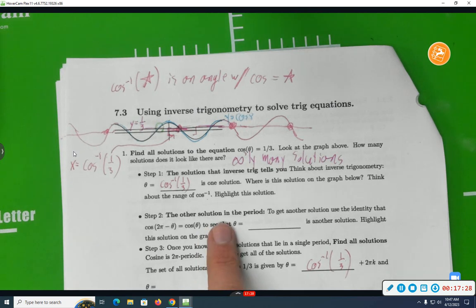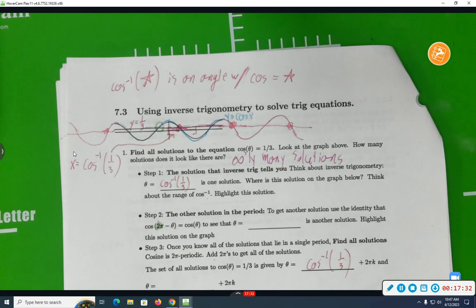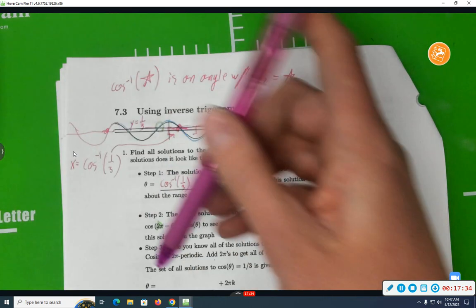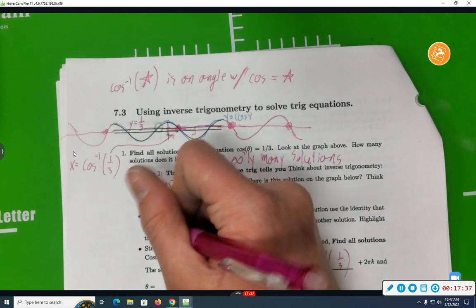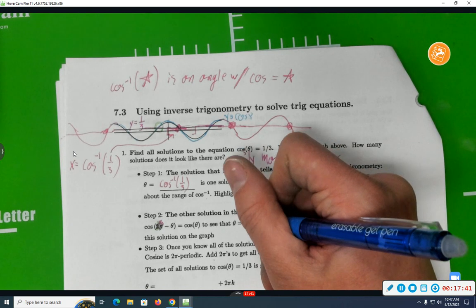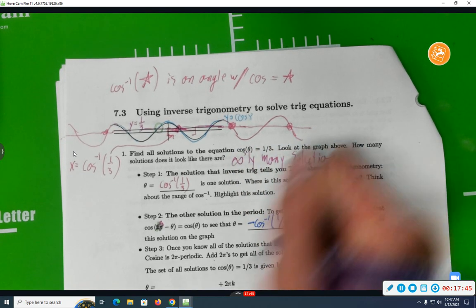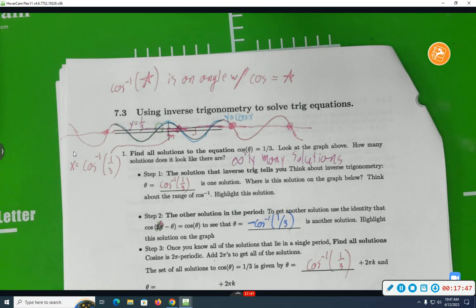So for another solution, let's use the fact that cosine of negative theta is the same as cosine of theta. Sorry, that looks like I highlighted what I meant to cross out. So we can get a second solution in the form negative cosine inverse of 1 third. Now that I found that second solution, can I start adding 2 pi's to that and get more solutions? Looks like I'll get all the solutions if I do. Nice.